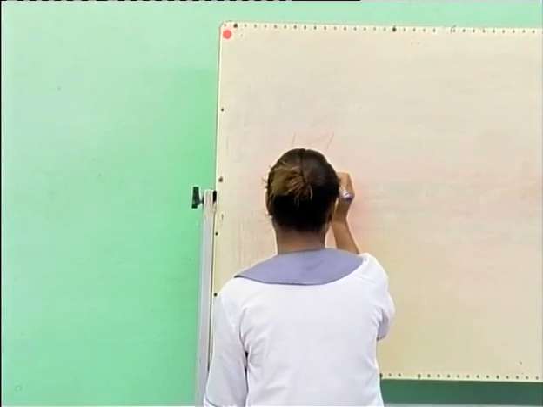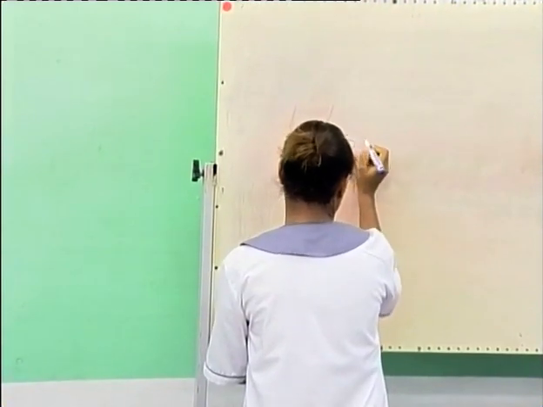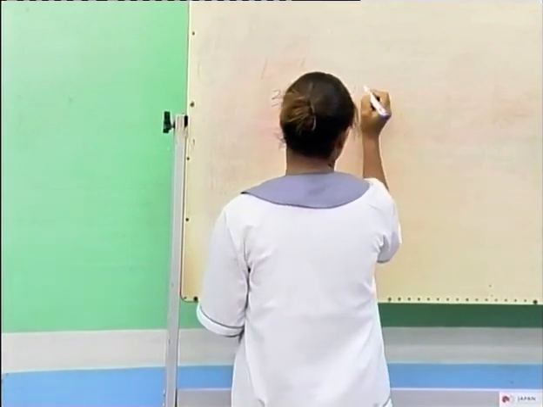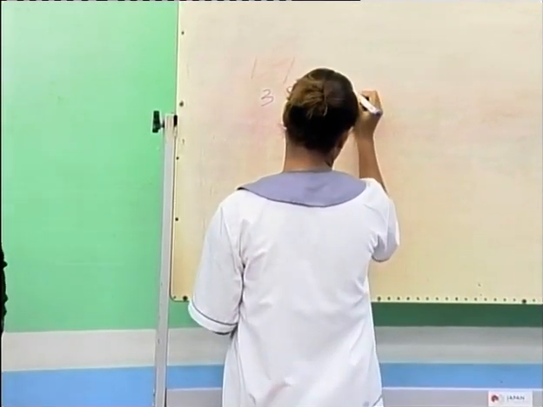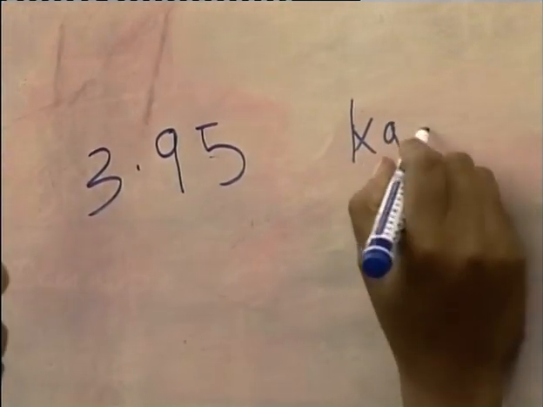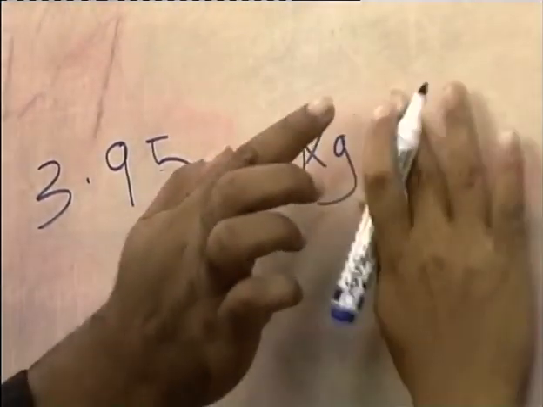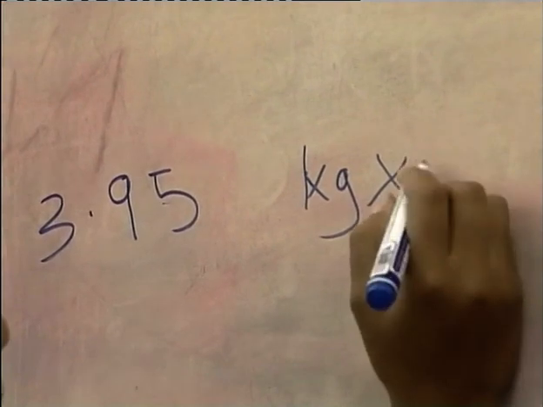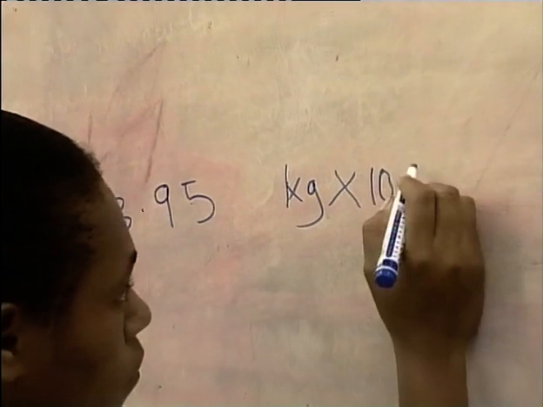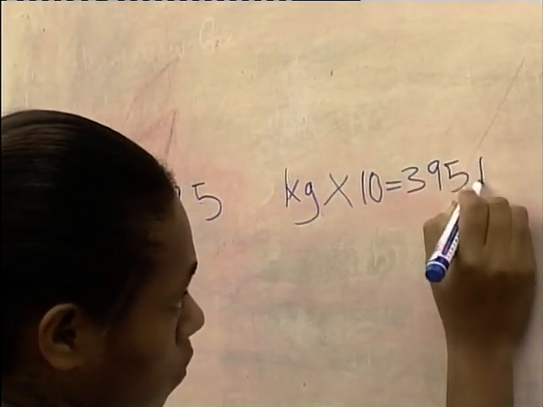3.95. No, kg. Kg times, no, 5 kg times what? Times, multiply, times x equals 395 newtons.